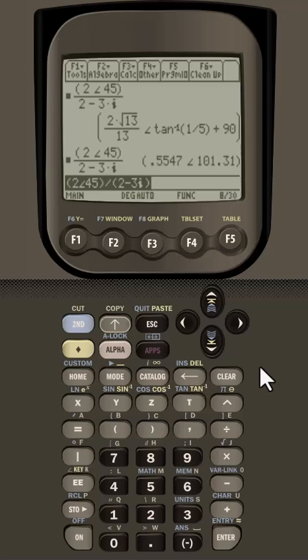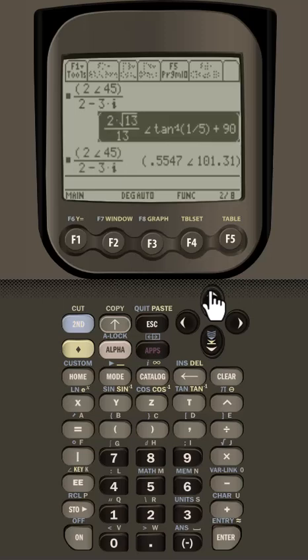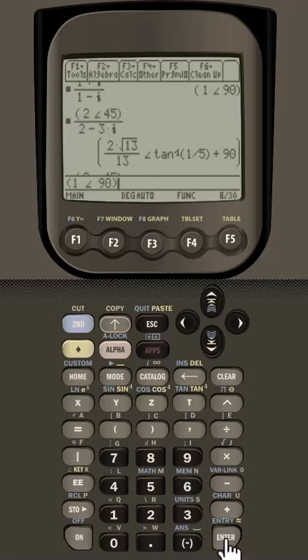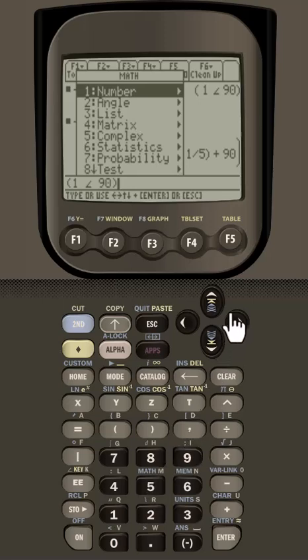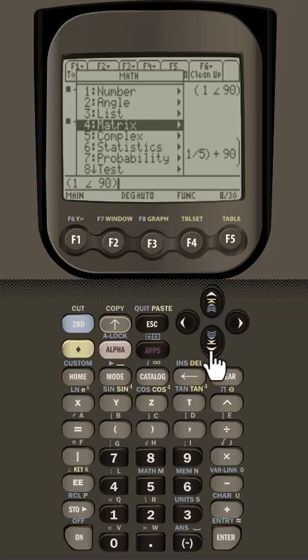Okay, what if I have an answer that is in polar format, and I want to convert it to rectangular? So it's in polar, I want to convert to rectangular, and I'm in polar mode. I do this in the math menu. So you go to second, math, and in the math menu you want to go to matrix. I know it's weird, but it's matrix.